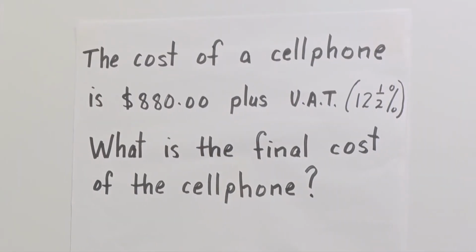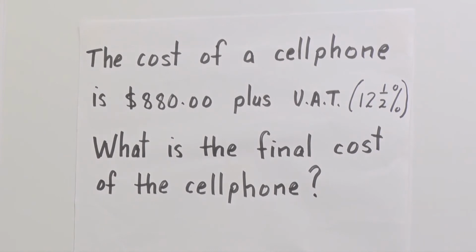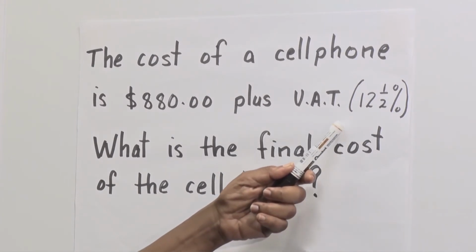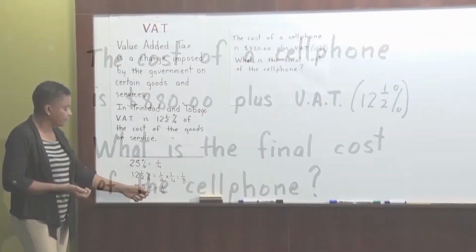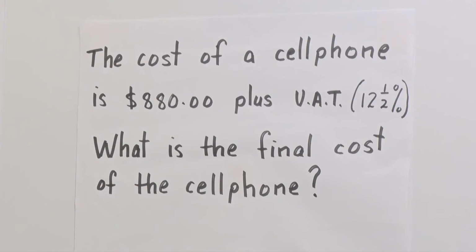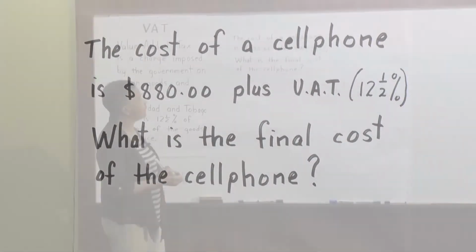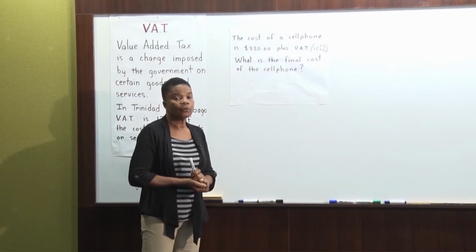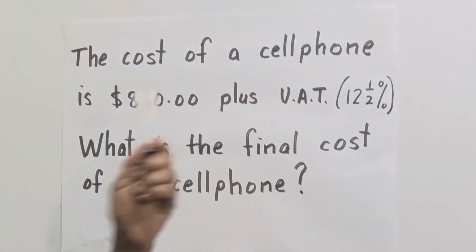Let's move on. Again, read along with me at home. The cost of a cell phone is $880 plus VAT. Remember, VAT is 12.5%, and I'm going to remind you again that 12.5% is 1/8. What is the final cost of the cell phone? So what is this I'm asking us? Are we to find the VAT alone? No. We are to find the cost of the cell phone after we have added the VAT.